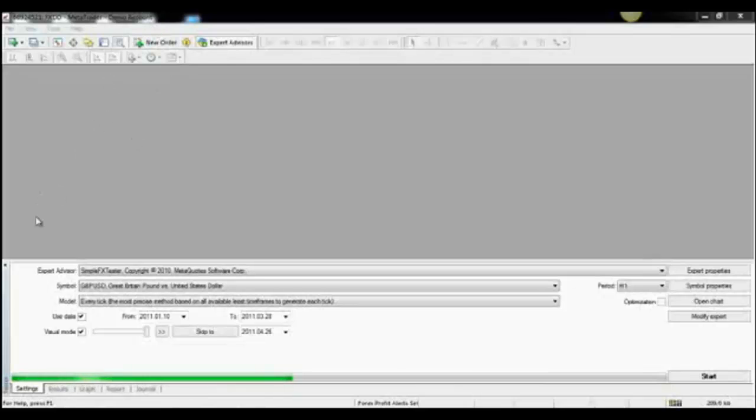Inside of MetaTrader 4, they have this thing called Strategy Tester. What Strategy Tester does is allow you to take automated trading systems, all of those fancy automatic "I'll trade for you" programs, and actually run them back in history to see how they would have performed. Unfortunately, that is the only thing you can do with Strategy Tester. You can only take an automated system and run it back in history.